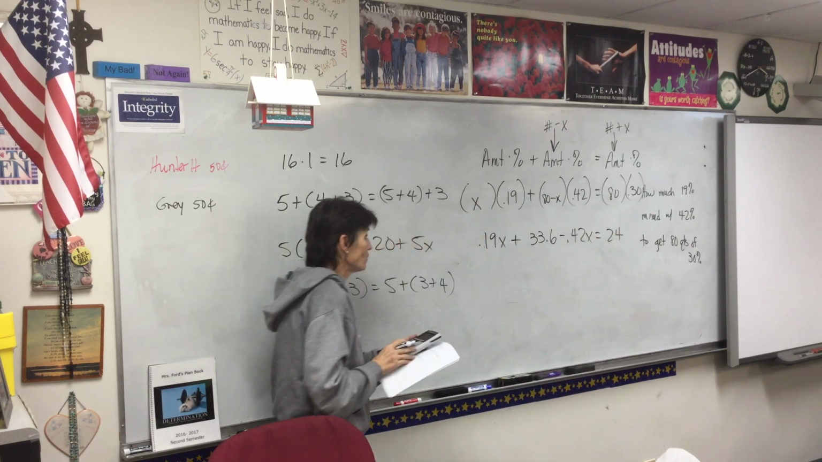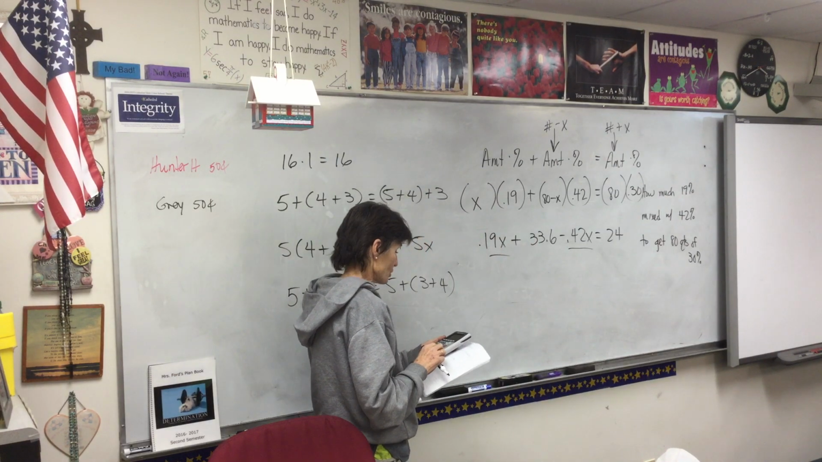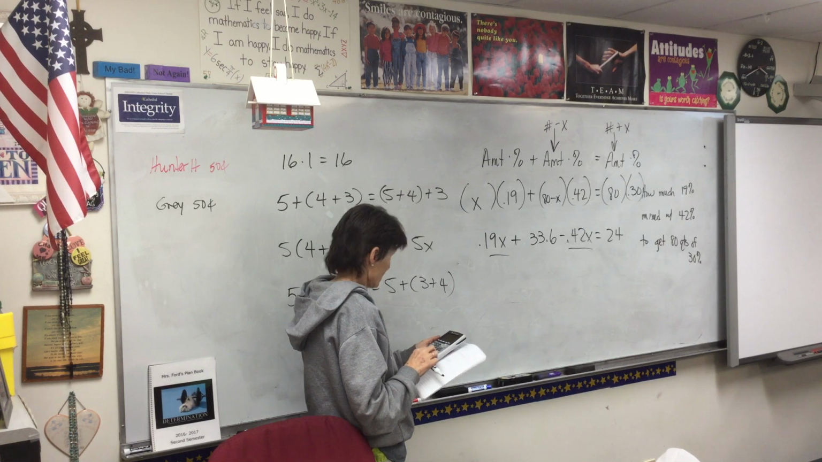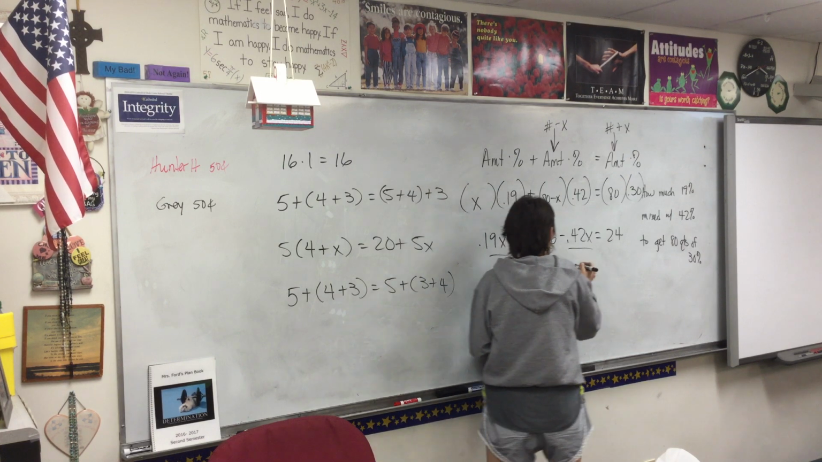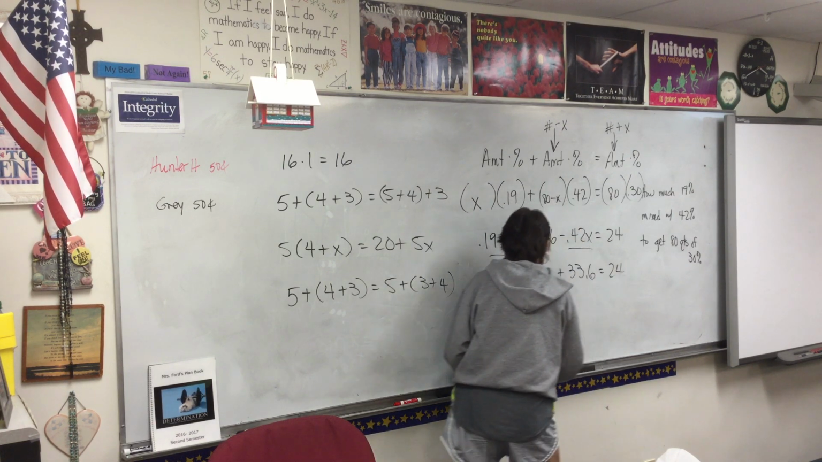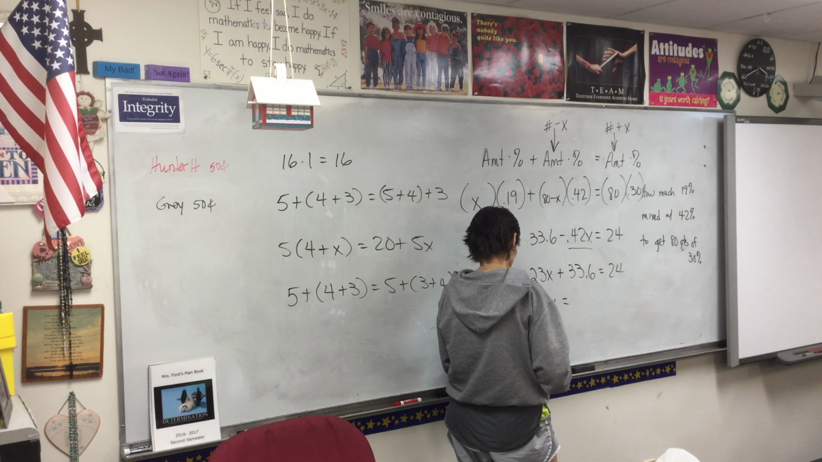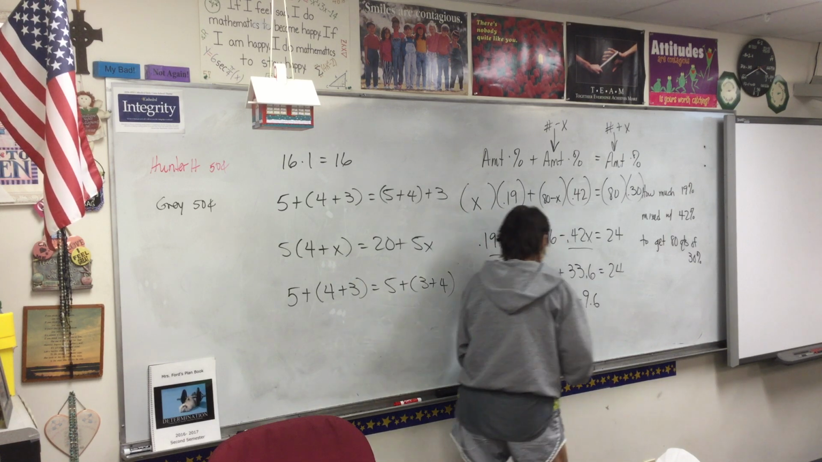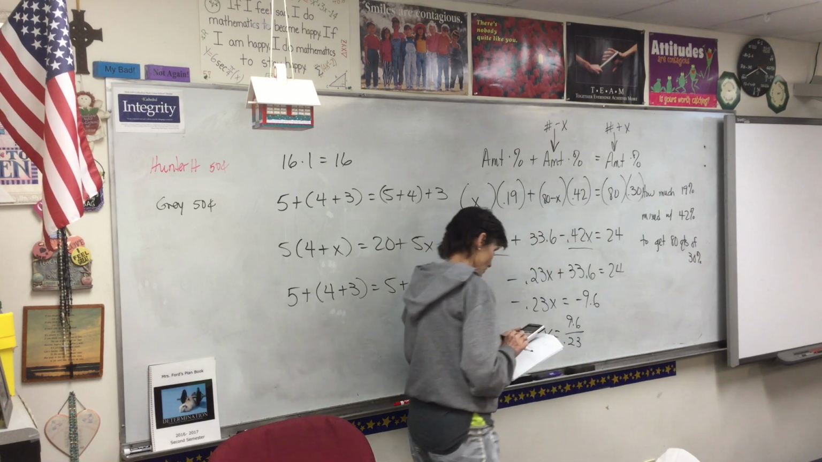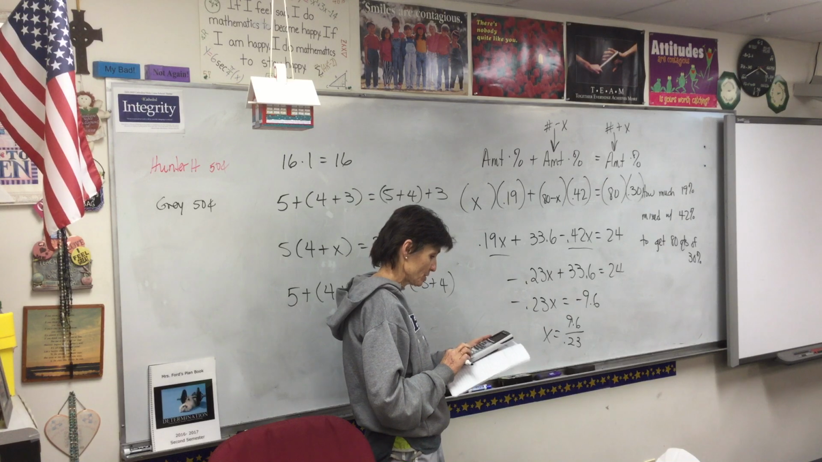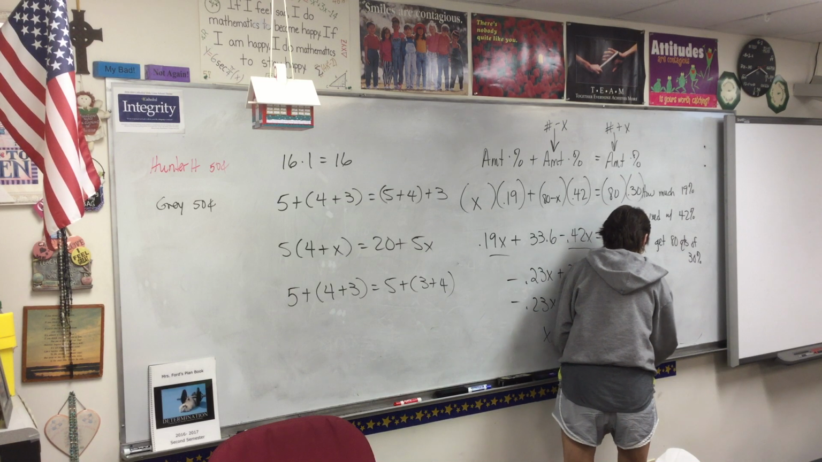Now, be careful. These are like terms. They get added together. So 0.42 minus 0.19, I'm going to get negative 0.23x plus 33.6 equals 24. We'll subtract the 33.6, and then I'll divide. 9.6 divided by 0.23, I got 41.74 quarts.